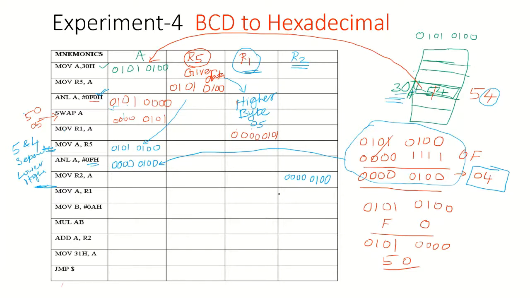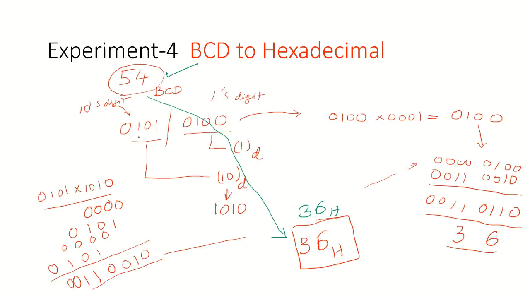You can see here, this is the lower byte. This is the higher byte. Now what should we do? Go to the manual calculation part. Now we have done only this: 5 and 4 are separated. Now we want to simply multiply this 5 with the decimal 10, and this 4 with decimal 1. Multiplying with 1 in decimal or hexadecimal is not needed, because whatever you multiply, the same number will come.